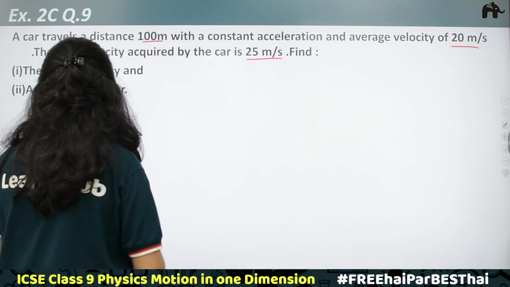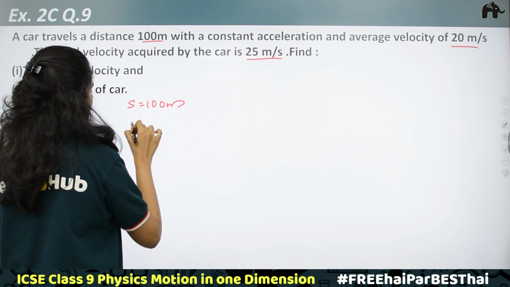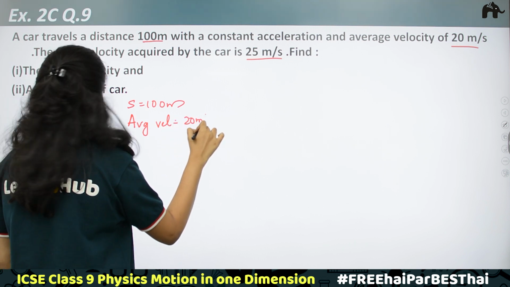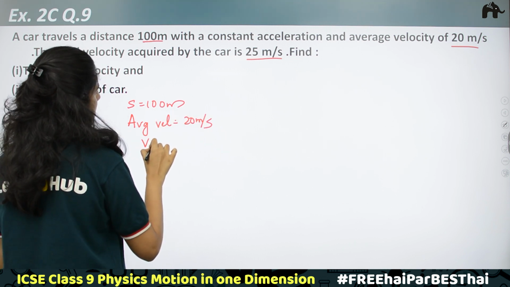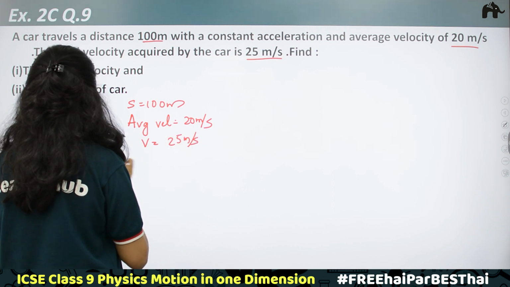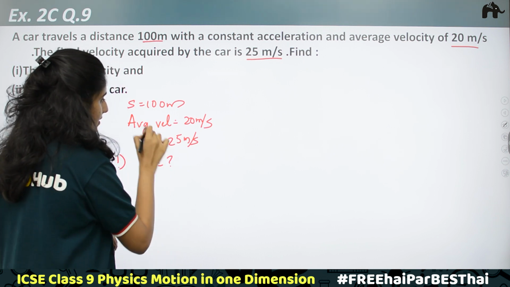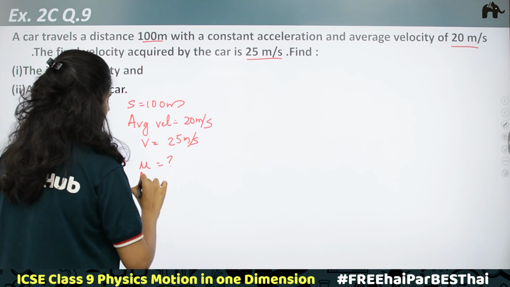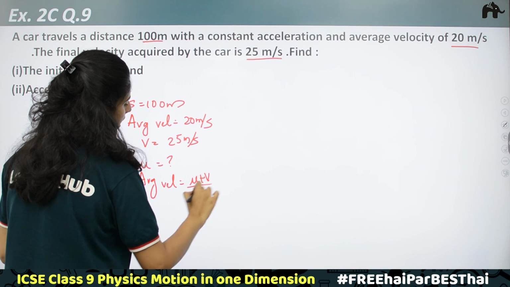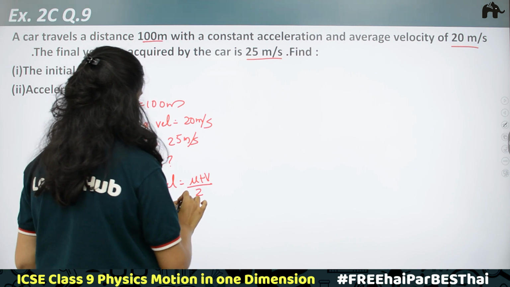Okay, so here we are given the distance is equal to 100 meters. Average velocity is equal to 20 meter per second, and final velocity is given, which is 25 meter per second. First part of the question, we need to find the initial velocity u. How to find initial velocity? We have average velocity given. Yes. Average velocity will be equal to u plus v divided by 2, initial velocity plus final velocity divided by 2.